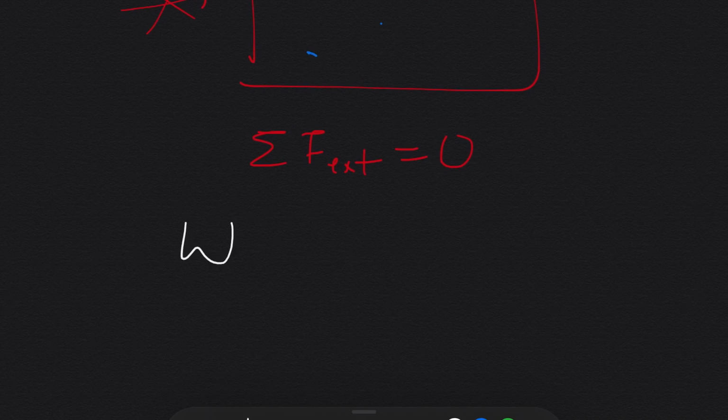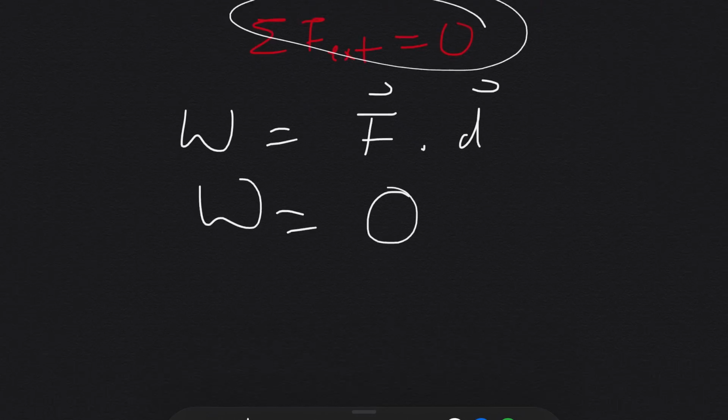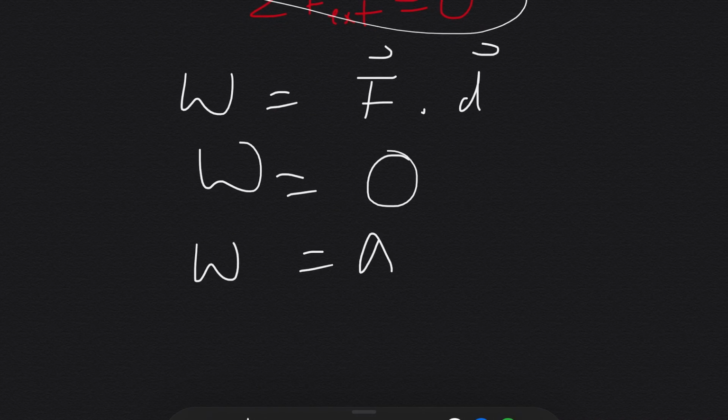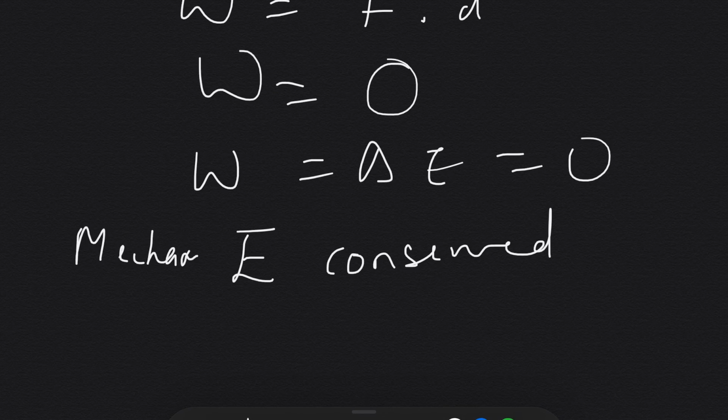Remember, what is the definition of work done? Work done is defined as F dotted with d. But if the force is 0, then the work done is 0. If the work was equal to delta E, that means delta E is 0. In other words, that means E is going to be conserved. So is this called a law? I don't think it has a law. Well, for an isolated system, we say energy is conserved. And we really mean the mechanical energy, all right?